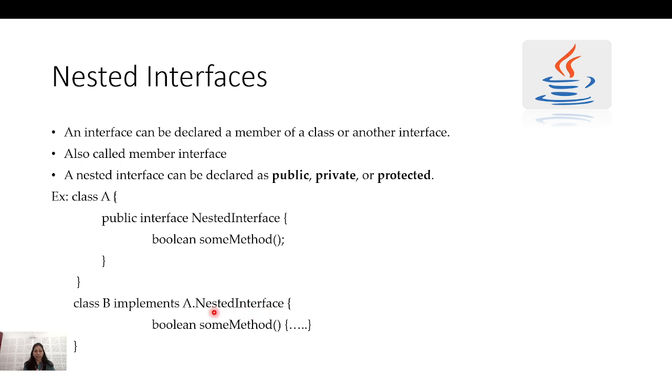How can I access the nested interface? By the name of the class, or if I am declaring that interface in another interface, then I can give the name of that interface and directly access it. And in that class, I need to override the method which is in the nested interface, right?